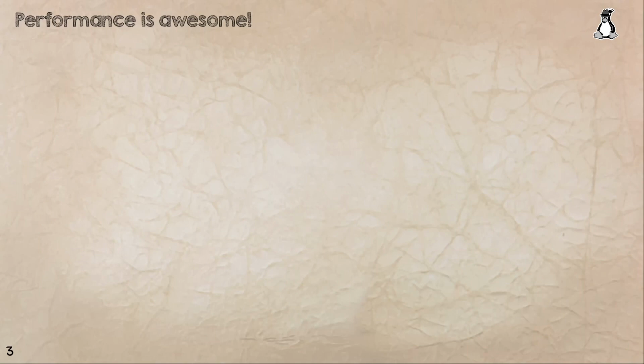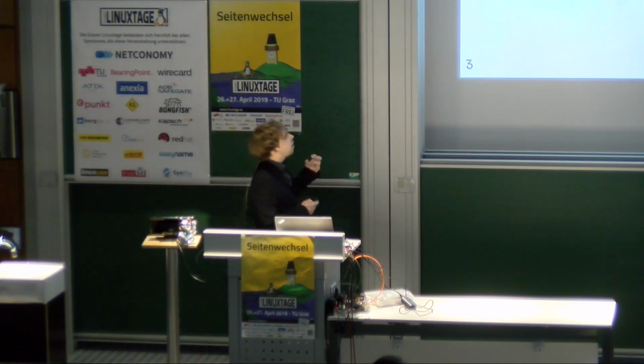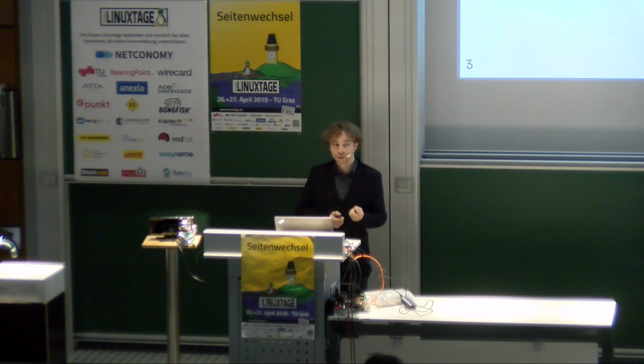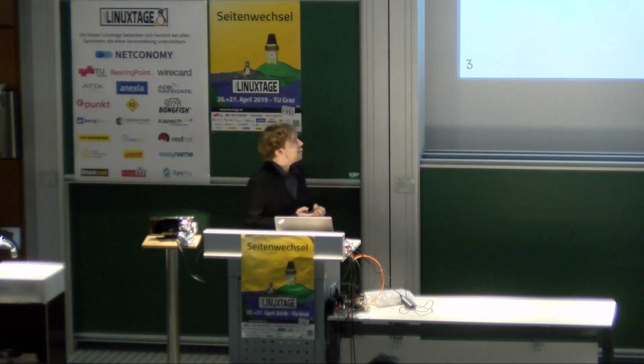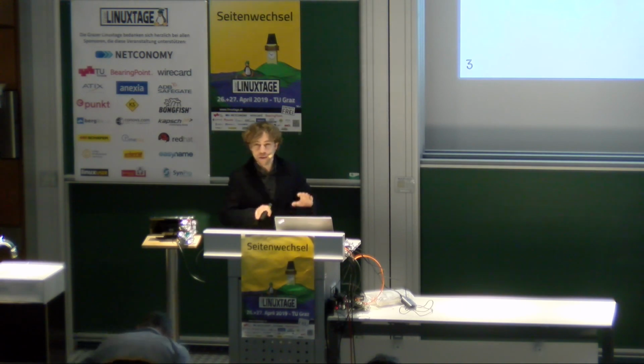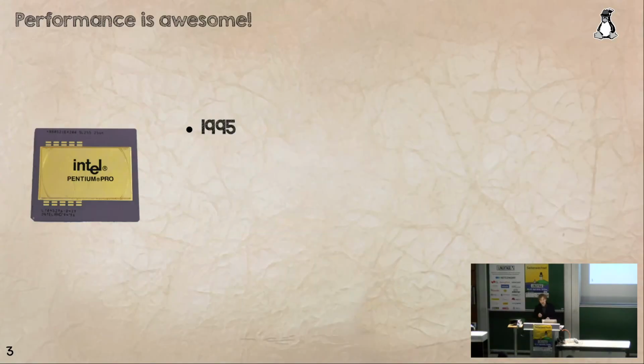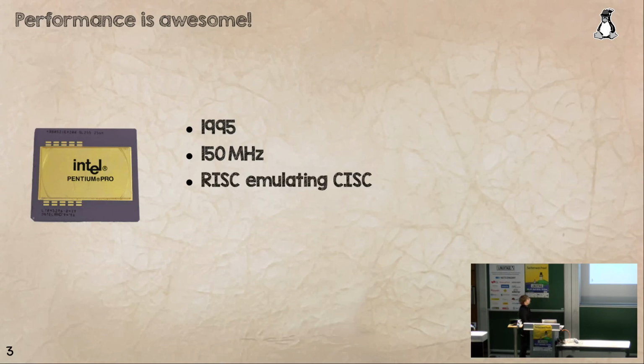Performance. All of the performance that we have in modern computers, all of this started with the Pentium Pro. This was 1995. That is a long time ago. I was a bit younger back then. It had 150 megahertz. That was blazingly fast. And then it was a RISC processor, but it was emulating a CISC instruction set.